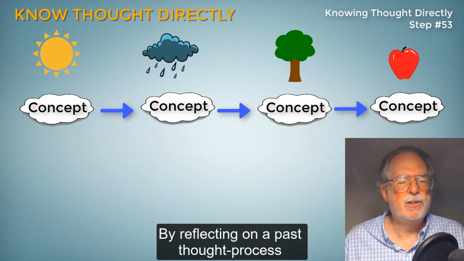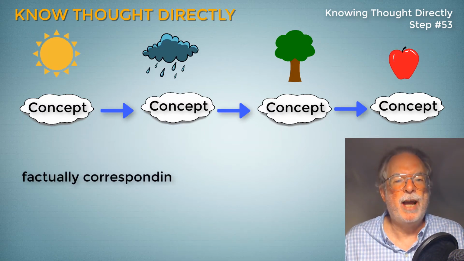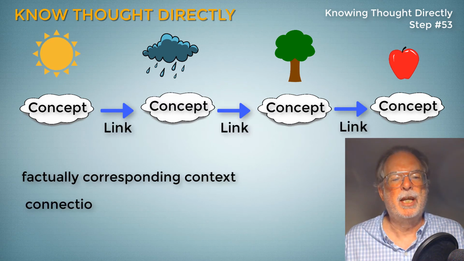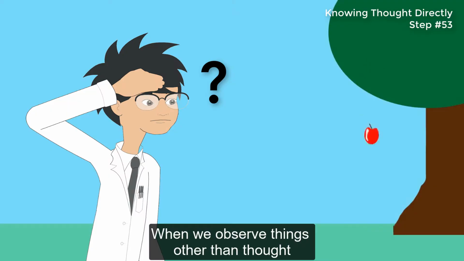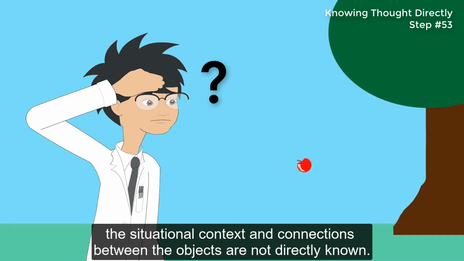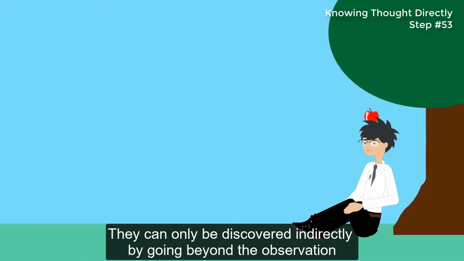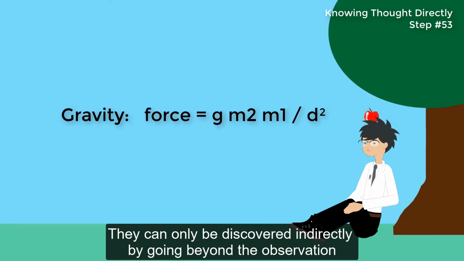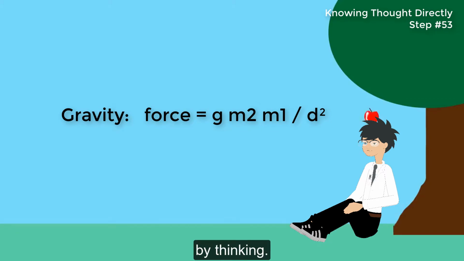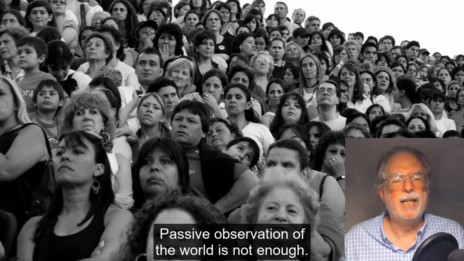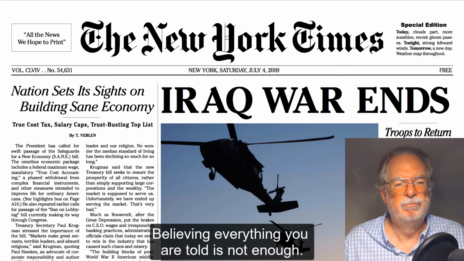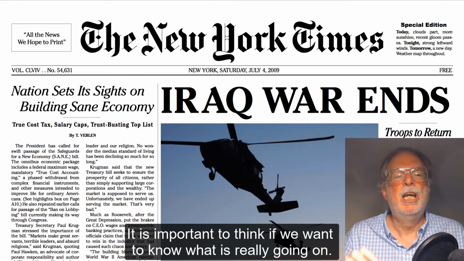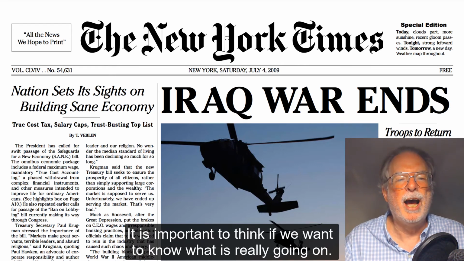By reflecting on a past thought process, we discover the factually corresponding context and the connection between the objects of thought. When we observe things other than thought, the situational context and connections between the objects are not directly known. They can only be discovered indirectly by going beyond the observation, by thinking. Passive observation of the world is not enough. Believing everything you are told is not enough. It is important to think if we want to know what is really going on.